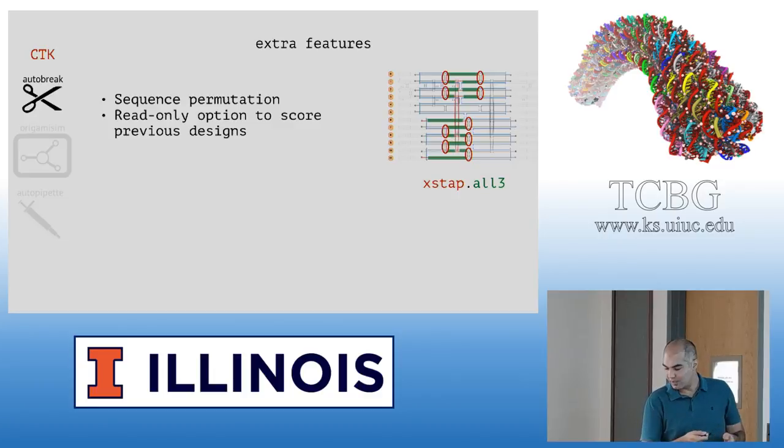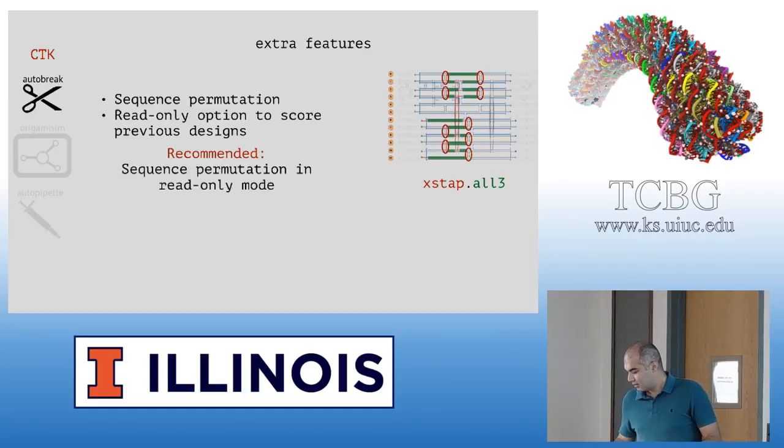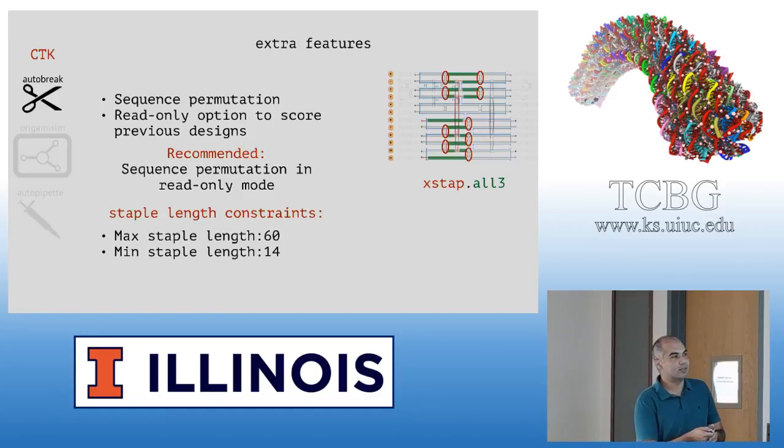And then you can also rank different designs that you have already done before. What I have found is that sequence permutation can take a really long time. Actually, it's not so necessary, but what I usually do is make one solution based on one starting point. And then I feed that solution to the program and do a read only permutation to find the best permutation of the sequence. And then there are other constraints, which can be changed, but the maximum staple length is 60 and minimum staple length is 40. And there are other functions in the program, but I don't actually use them.